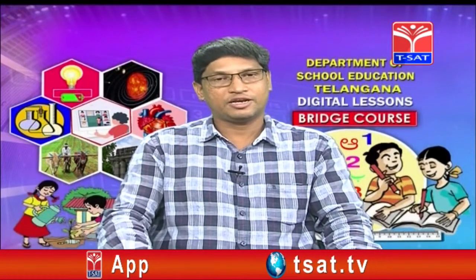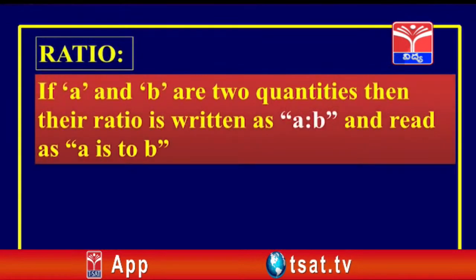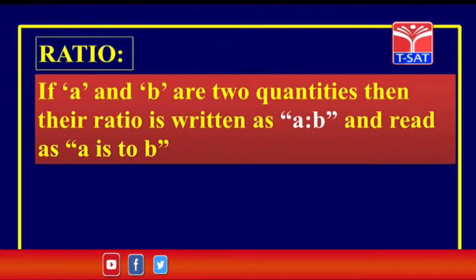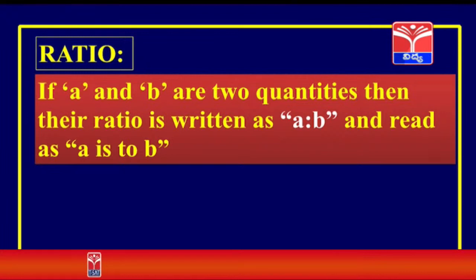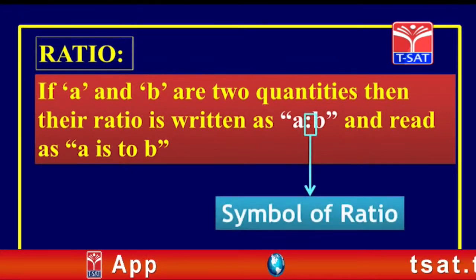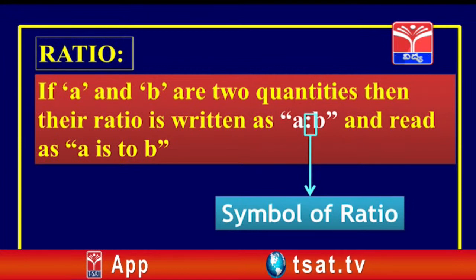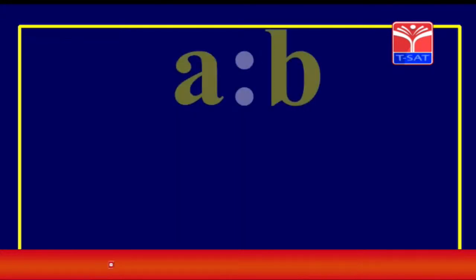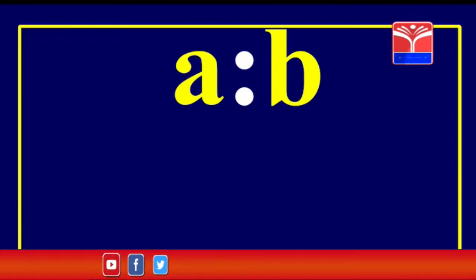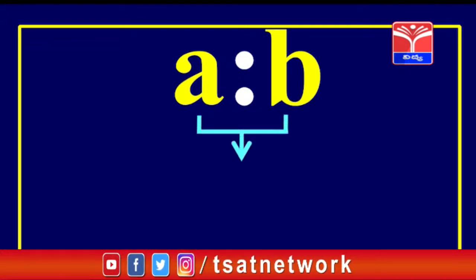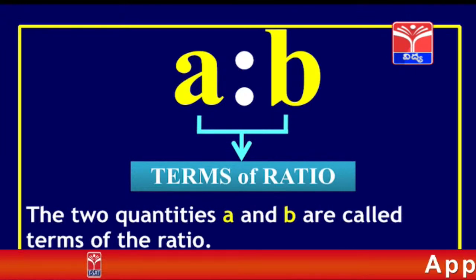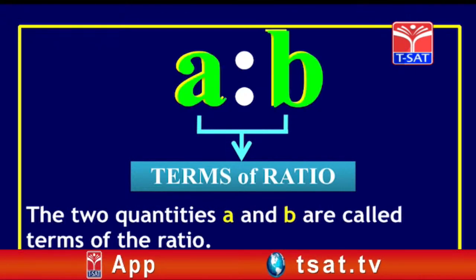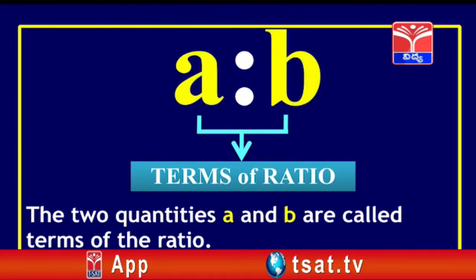Let us see what actually a ratio is. If A and B are any two quantities, then the ratio is written as A colon B, and we read it as A is to B. Here, the colon symbol represents ratio. Got it children? Now consider A is to B. In this ratio A is to B, these two quantities A and B are called the terms of the ratio.